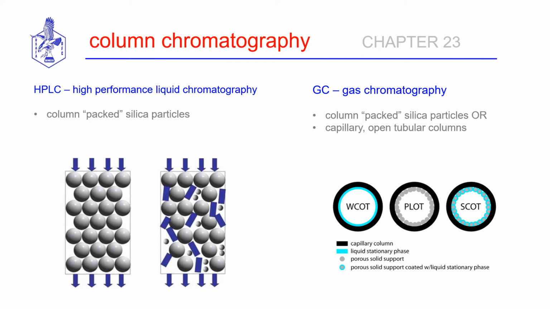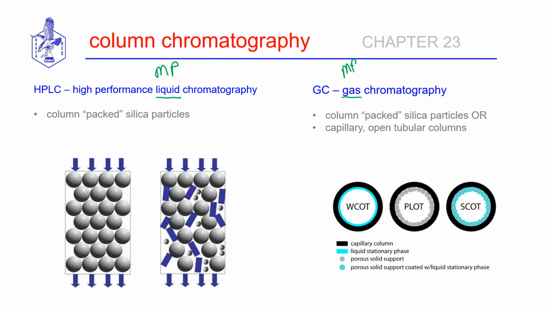When we do column chromatography, we have a choice of which method to use. We can do high performance liquid chromatography, in which our mobile phase, as the name implies, is a liquid. Or we can do gas chromatography, in which our mobile phase is a gas. So which one we might prefer to do depends on the nature of our sample.